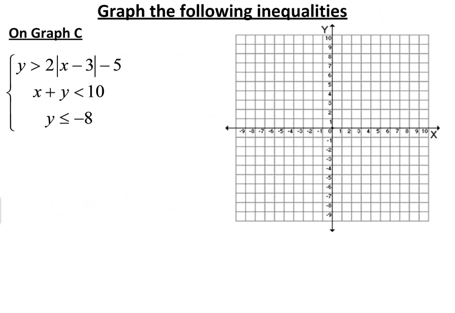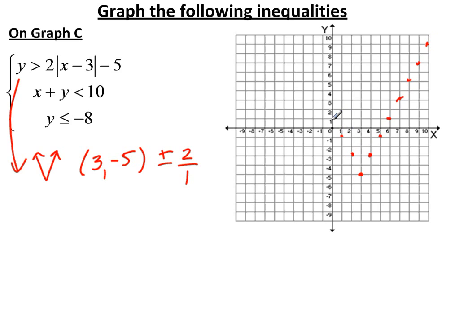Let's look at the third one. Okay, this is an upward facing absolute value. It has a vertex of 3, -5, and a slope of ±2, or 2 over 1. So let's go to +3, -5, up 2 over 1. And then the same thing up 2, left 1. This is going to be a dashed absolute value.